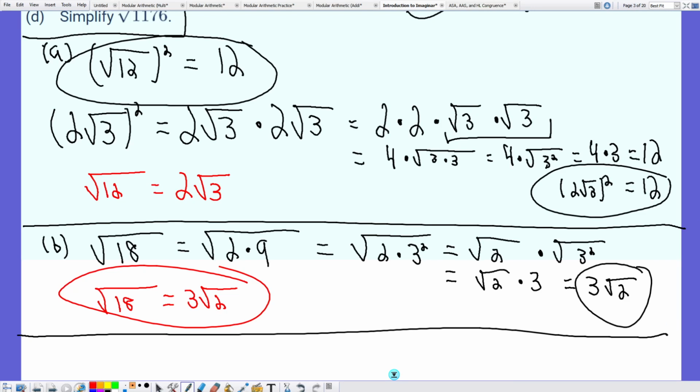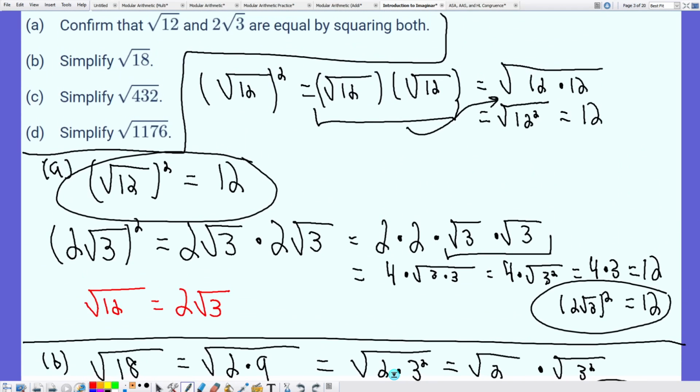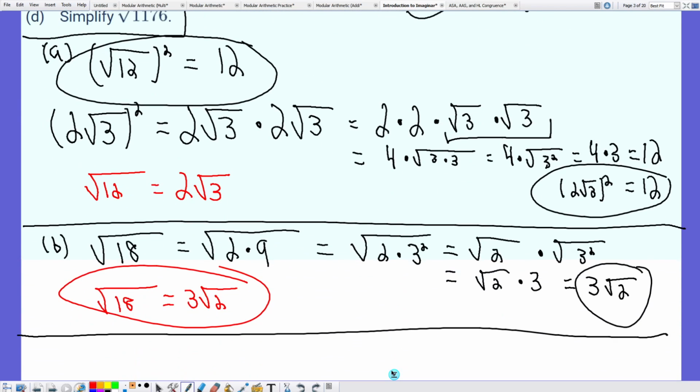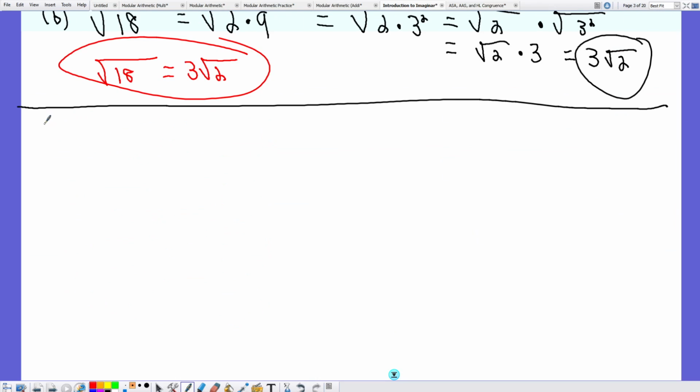Okay, continuing on from there, part C asks us for the square root of 432. So part C, the square root of 432. Alright, so a bit of a more complicated value.